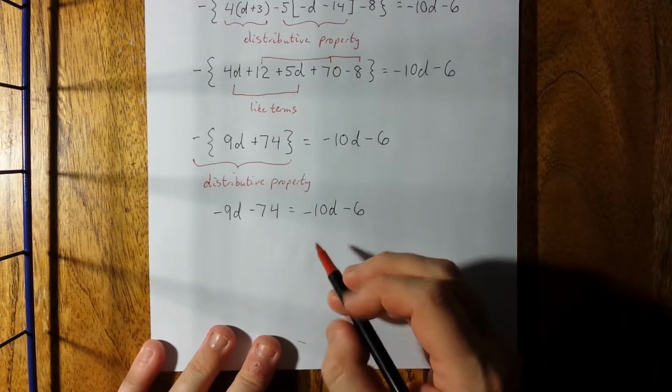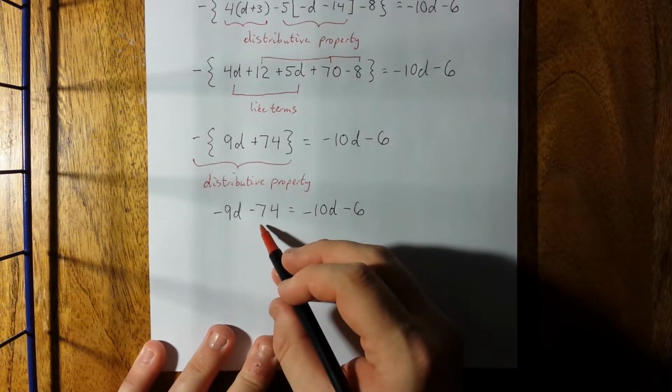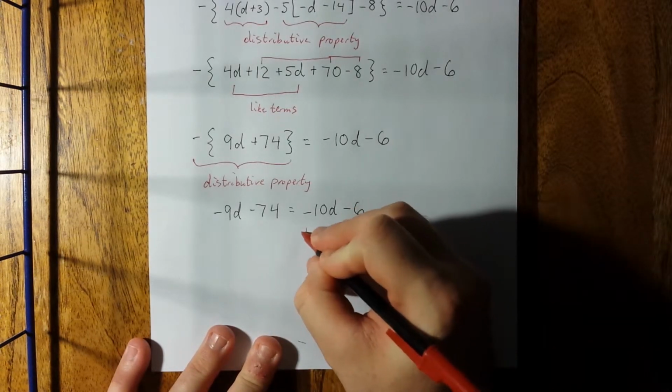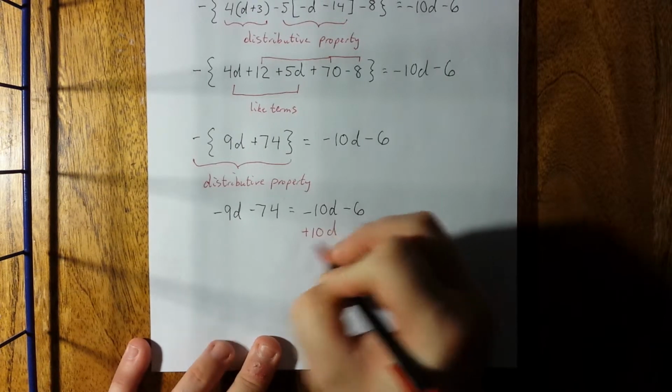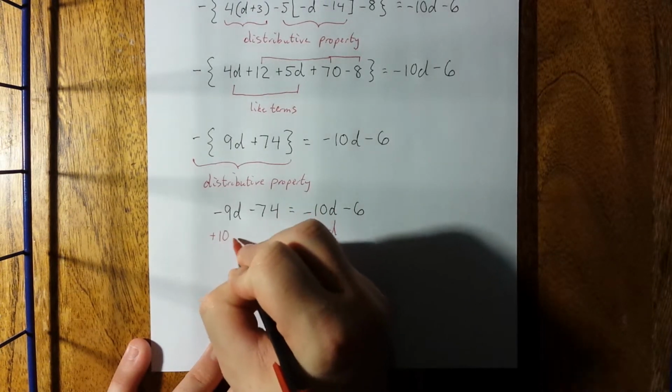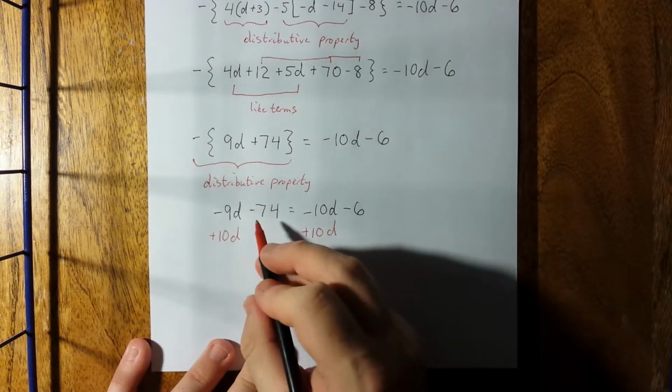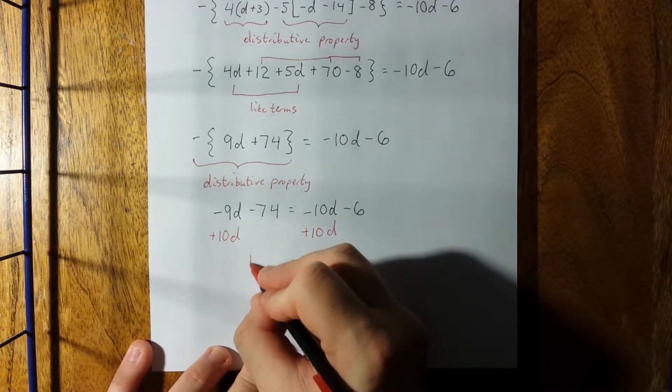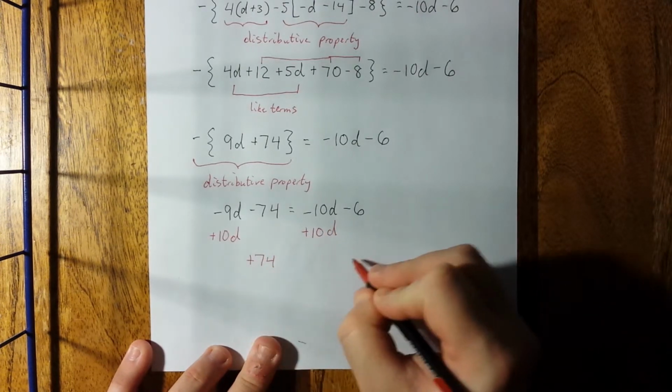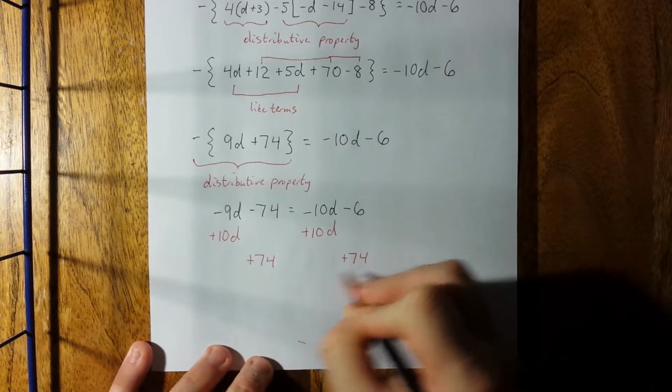Now at this step we want to get all of our d's on one side, we want to get everything else on the other side. So I am going to add 10d to both sides to get all my d terms on the left-hand side. To get the 74 over to the other side, I am going to add 74 to both sides.